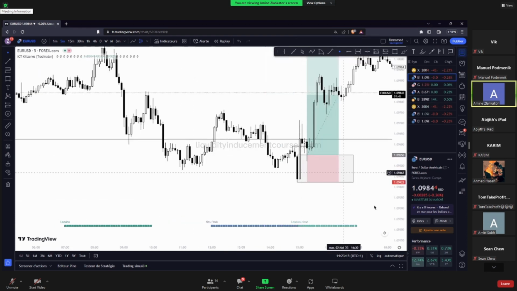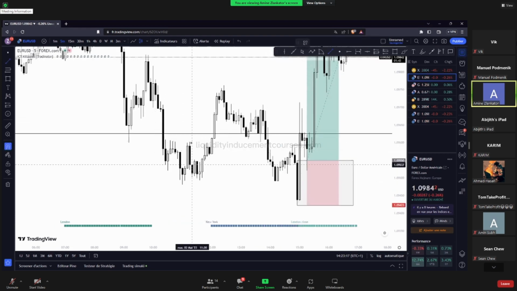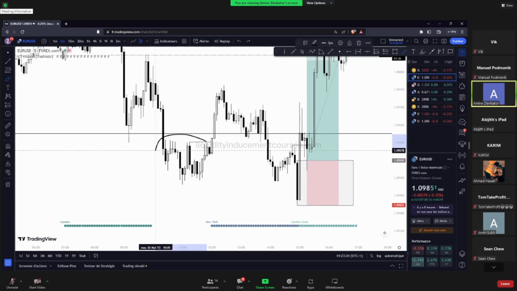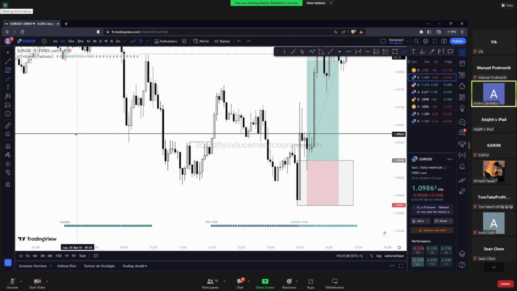So as you can see here, for those who saw this breakout and did not talk about it, when did this happen? When did this take the previous daily low? When did the previous daily low get taken? This is a previous daily low. Okay, when did this get taken? It's not in a kill zone. It has to be in a kill zone.